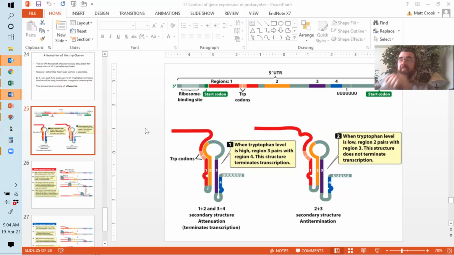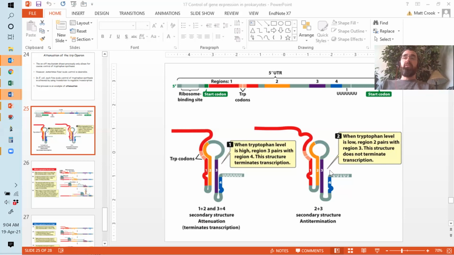Anyway, there are two possible conformations. We can have region 1 and 2 bound together to form a hairpin loop. We can have region 3, and if we do, then region 3 and 4 also are able to form a hairpin loop. The second possibility, sorry, itchy nose, is that if region 1 is not available, region 2 and 3 form a hairpin loop before 3 and 4 can, right?